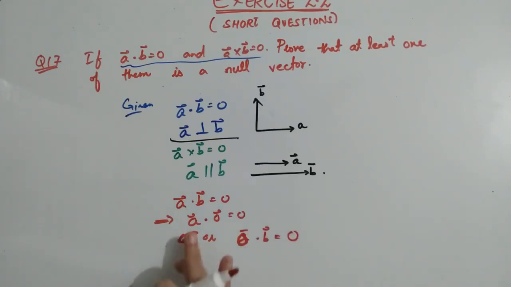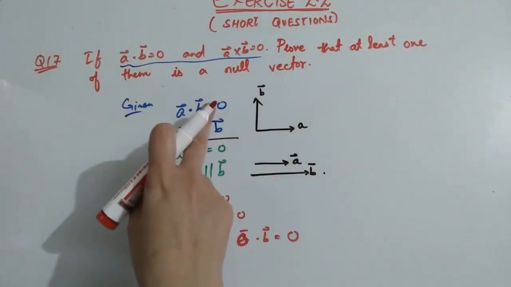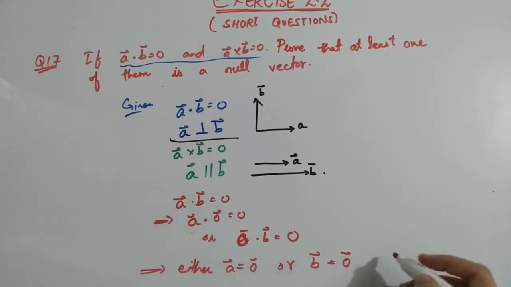Okay, so it means that this property, that a dot b is 0 and a cross b is 0, is only possible if one of these two vectors is 0. That is a null vector. A null vector is perpendicular and parallel at the same time. So either a is 0 or b is 0. Hence proved that at least one of them is a null vector.